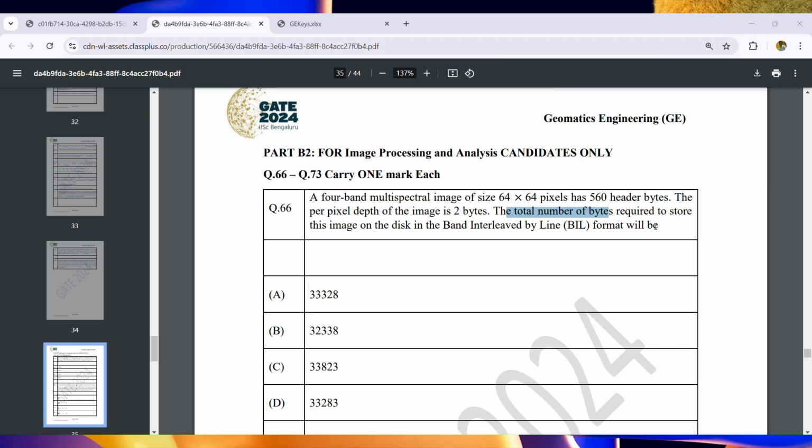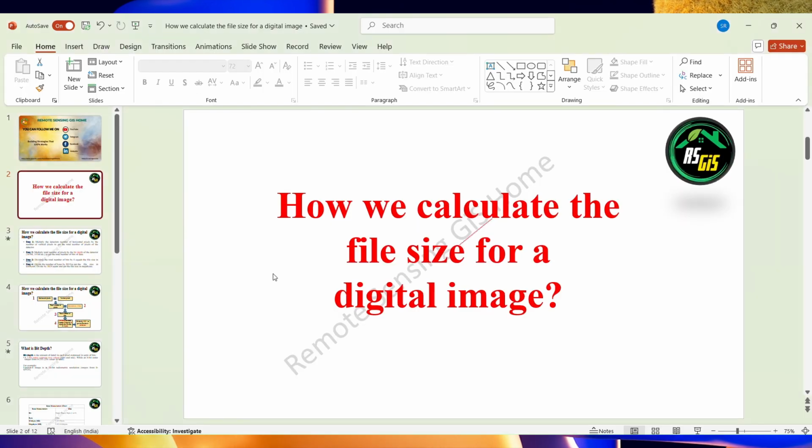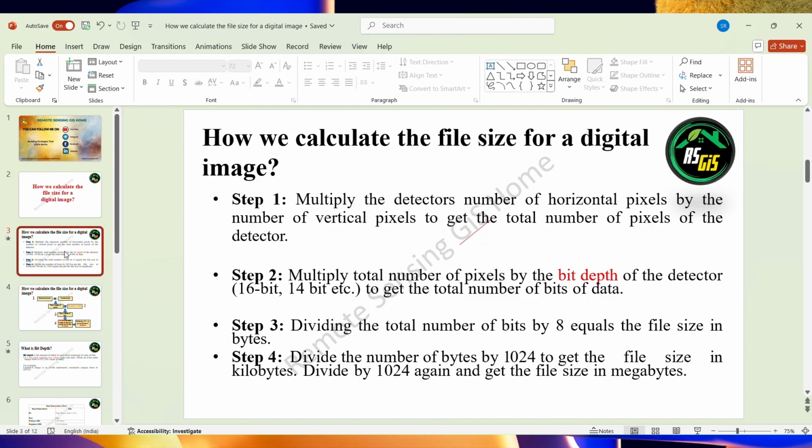So the question is how we can calculate the file size of a digital image if the vertical and horizontal pixels are given. Is there any formula for that? To calculate the size of a digital image, there are basically 4 steps.